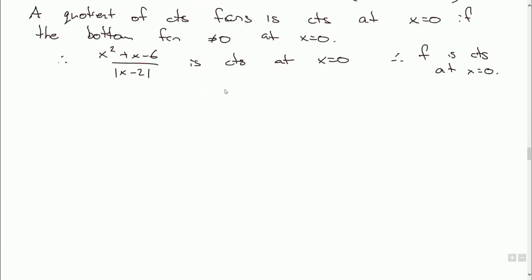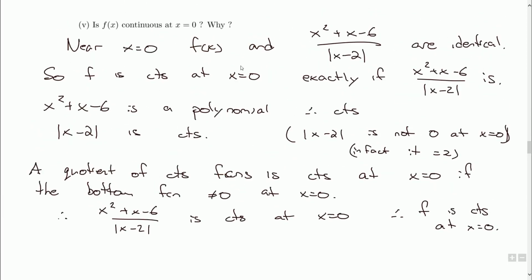Okay? So that's sort of the fancy way to do this. We're not doing a whole lot of calculations. It's more just sort of results and theory. F of x looks exactly like this other function, near 0. Continuity is a very local property. So f of x is continuous only if this other function is. Well, this other function is a quotient of a polynomial, always continuous, and a function that is continuous at 0 and isn't equal to 0 at 0.